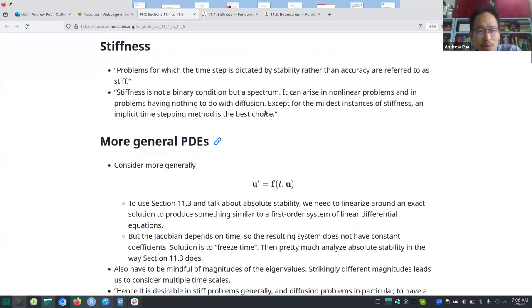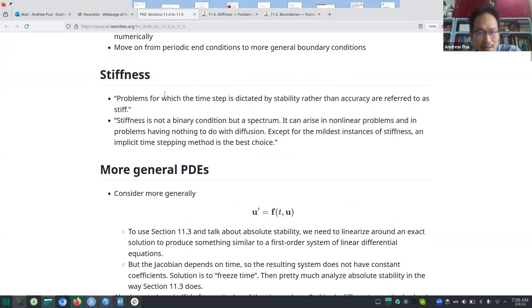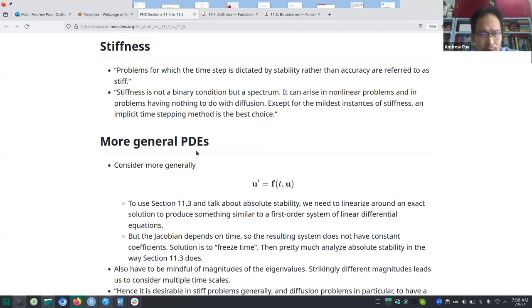Yeah. So I think practically the section is really just showing you that this stiffness thing occurs even in problems outside of diffusion class equations, which is the focus of the chapter. And the main recommendation for practice is to use an implicit time stepping method, because these methods have a larger absolute stability region.